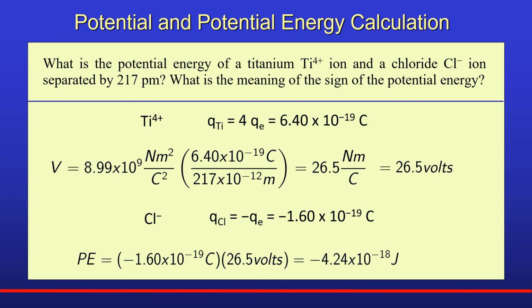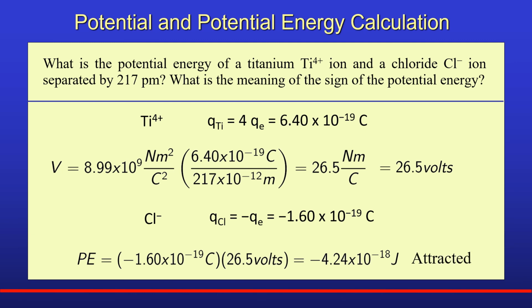The unit you would calculate would be coulomb volt. We know energy is measured in joules. Notice the potential energy is negative. What is the meaning of the sign? Negative sign means those 2 ions are attracted to one another.